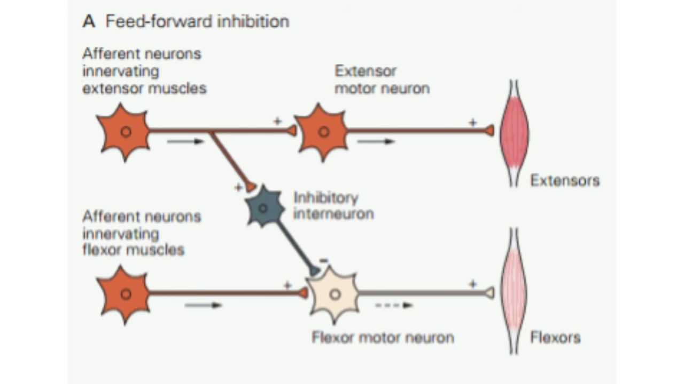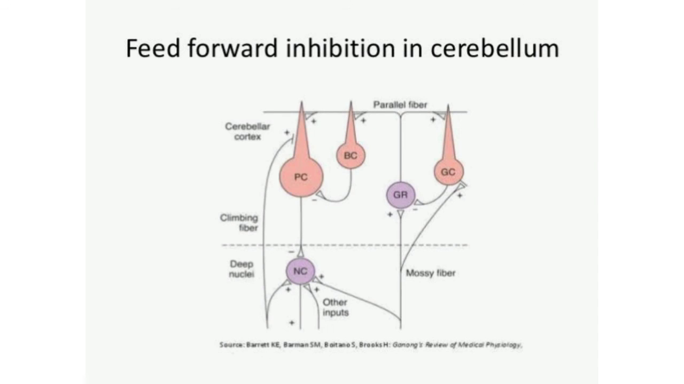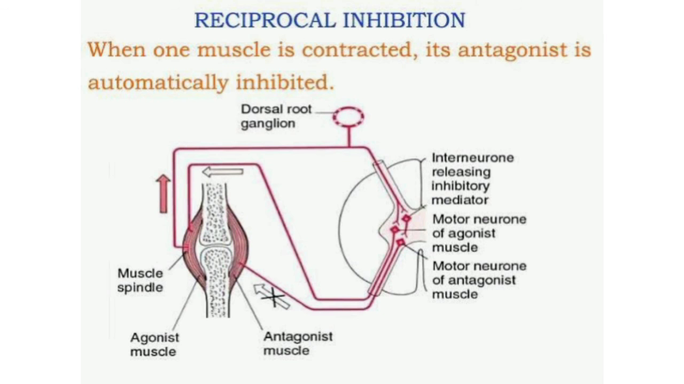Now, feed-forward inhibition. In this, a presynaptic neuron will excite an inhibitory interneuron, and this inhibitory interneuron will inhibit the following cell. In this way, the synaptic transmission is inhibited. This occurs in the cerebellum by the granule cells and the Purkinje cells. Next is reciprocal inhibition. That is, when a group of muscles is excited, the antagonistic muscles are inhibited.